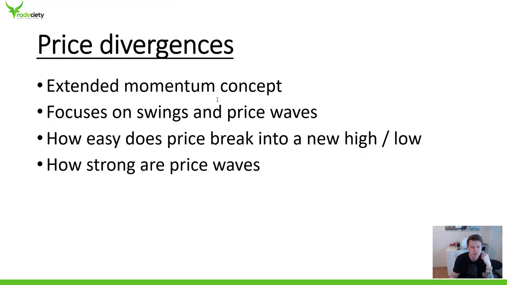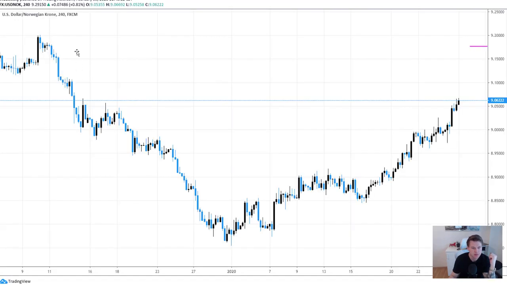Price divergences, number 2. It's an extended momentum concept. We look at swing points and price waves. We look at how easy the price breaks into a new high or low, and how strong price waves are in general. This will help us to build on top of what we have already covered in the previous point.